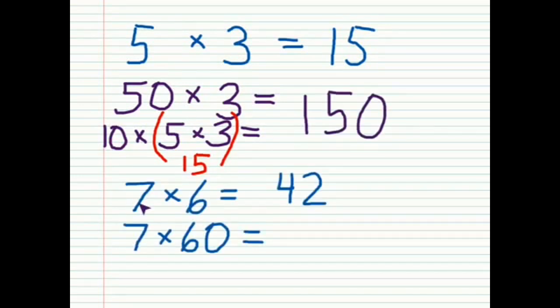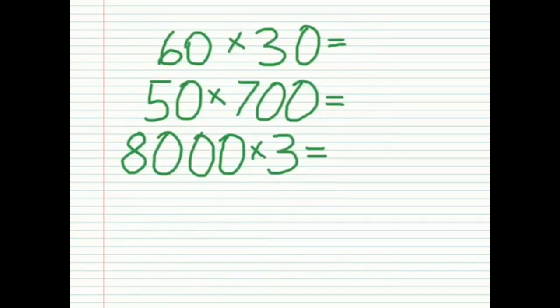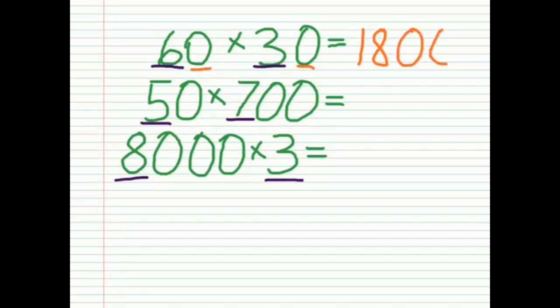Another example, we know 7 times 6 equals 42. So 7 times 60 is the same as 7 times 6 times 10, or 42 times 10. And this works no matter how many zeros you have in your numbers. So 60 times 30, 6 times 3 is 18, and then I have 2 zeros to add to that. Put my comma in the proper place, 1,800.